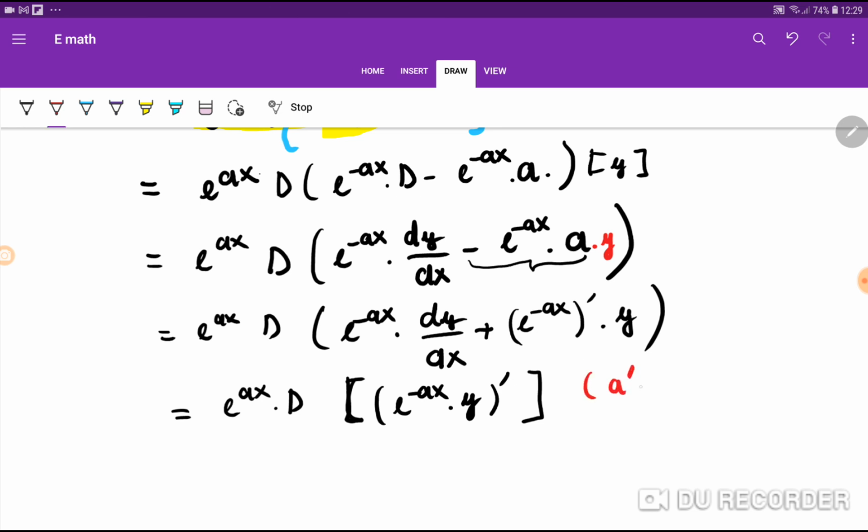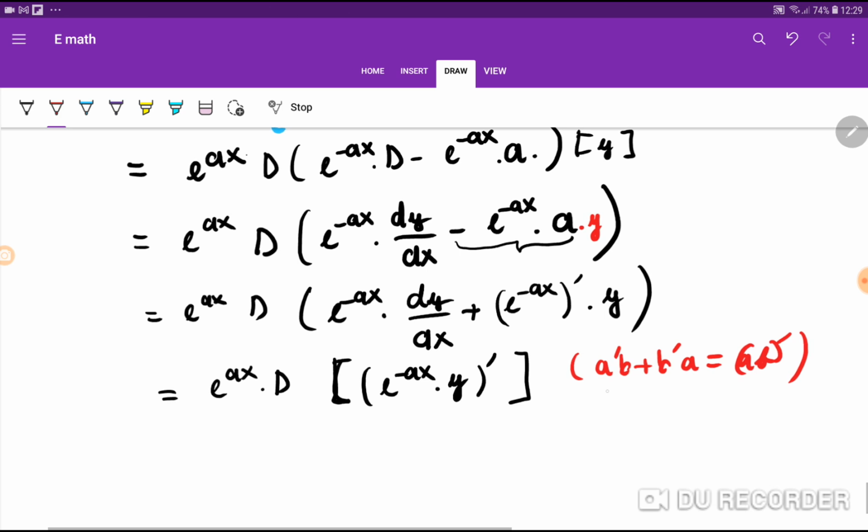Or, you know, a prime b plus b prime a equals ab. Okay, chain rule. No, not chain rule, sorry. Not chain rule. Product rule. Okay, now, what is that? Now I'm going to return it to fancy language. Do you agree with me? Is this?